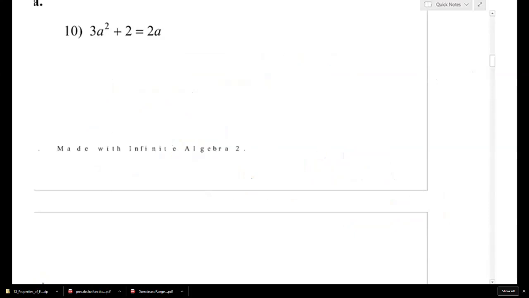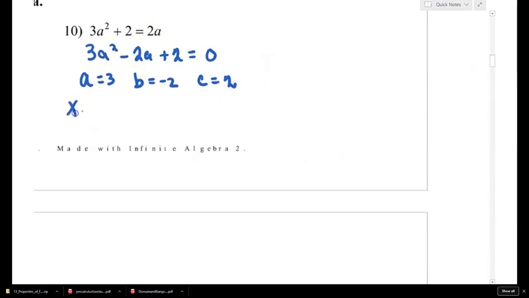Number 10, we have to have it in standard form. So we have to move the 2a to the left side. So we have 3a squared minus 2a plus 2 is equal to 0. We have to identify the a value, or the coefficient, which is 3. The b coefficient is negative 2. And the c coefficient is 2.